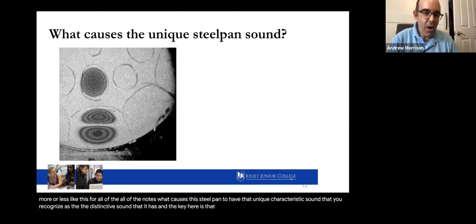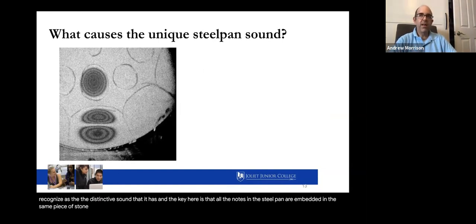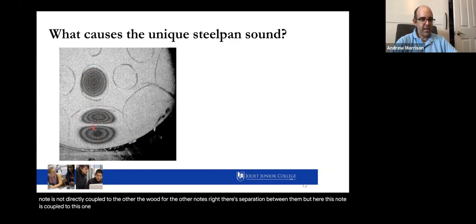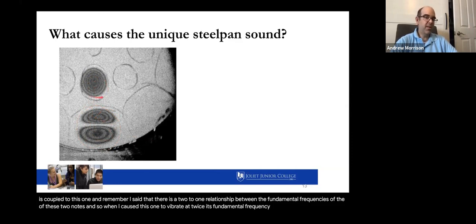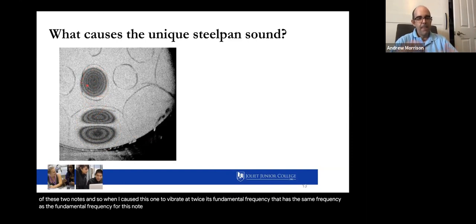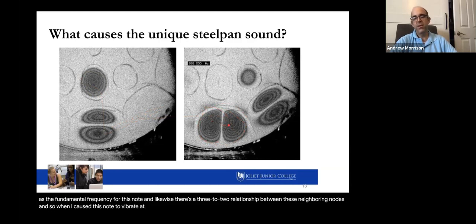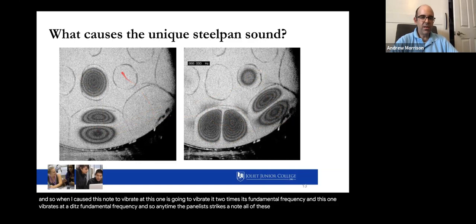The key here is that all the notes in the steel pan are embedded in the same piece of steel. It's a lot different than, for example, a xylophone, where if you hit one note, the wood for that note is not directly coupled to the wood for the other notes. There's separation between them. But here, this note is coupled to this one. And remember, I said that there is a 2-to-1 relationship between the fundamental frequencies of these two notes. So when I cause this one to vibrate at twice its fundamental frequency, that has the same frequency as the fundamental frequency for this note. Likewise, there's a 3-to-2 relationship between these neighboring notes. So when I cause this note to vibrate at 3 times its fundamental frequency, this one is going to vibrate at 2 times its fundamental frequency, and this one vibrates at its fundamental frequency. And so anytime the panist strikes a note, all of these neighboring notes are caused to vibrate sympathetically.